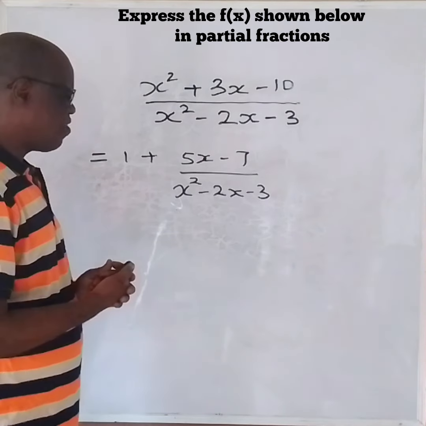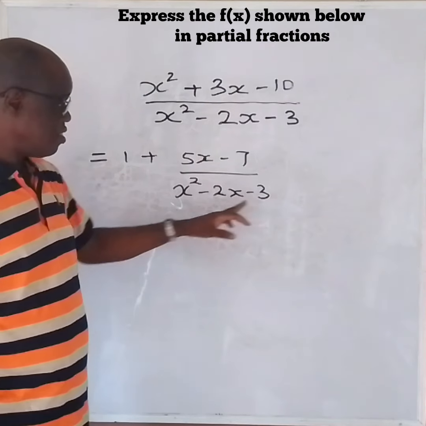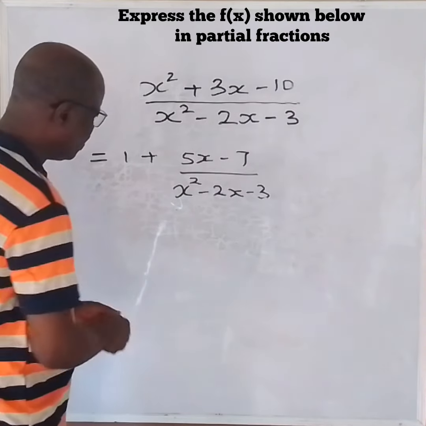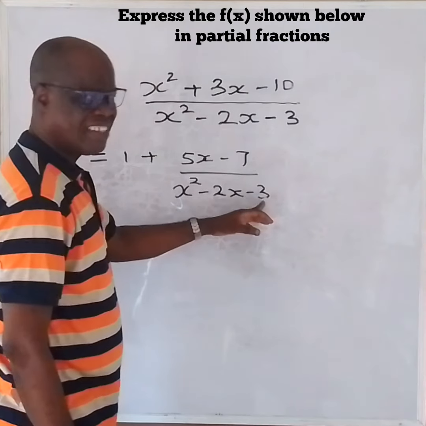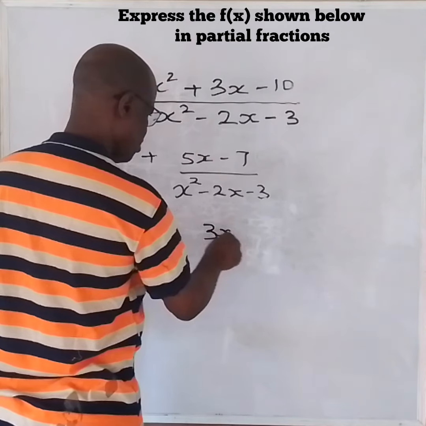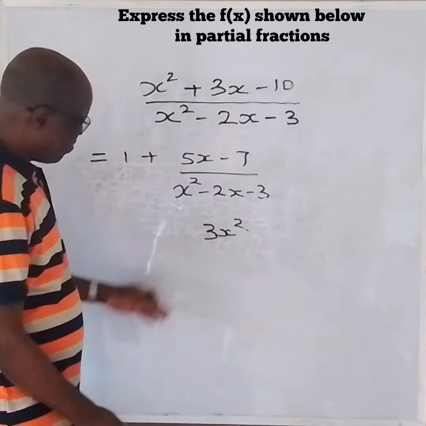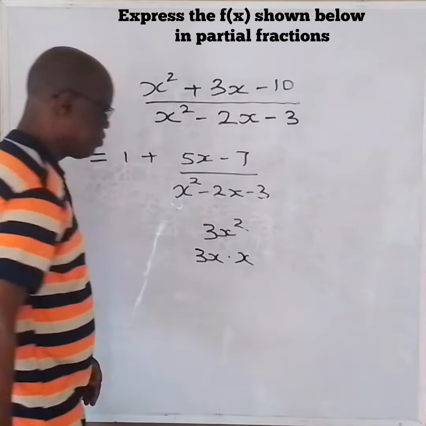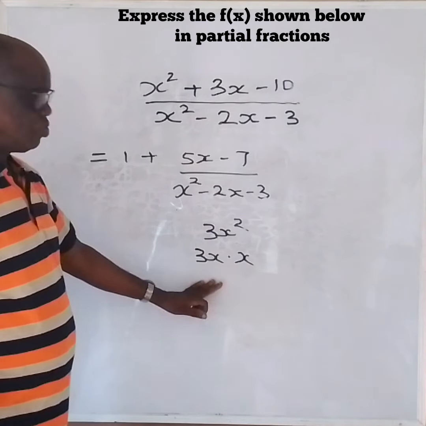The question you will ask yourself is that this, can it be factorized easily? Yes, it can be factorized easily. So let's factorize this denominator. So what we do is just multiply. This is 1. The coefficient here is 1. 1 multiplied by 3. 3x squared. So you have 3x squared for this. Now break this one down into 2 factors. You can say this is 3x multiplied by x, or x multiplied by 3x, as the case may be. So you are broken down into 2 factors.